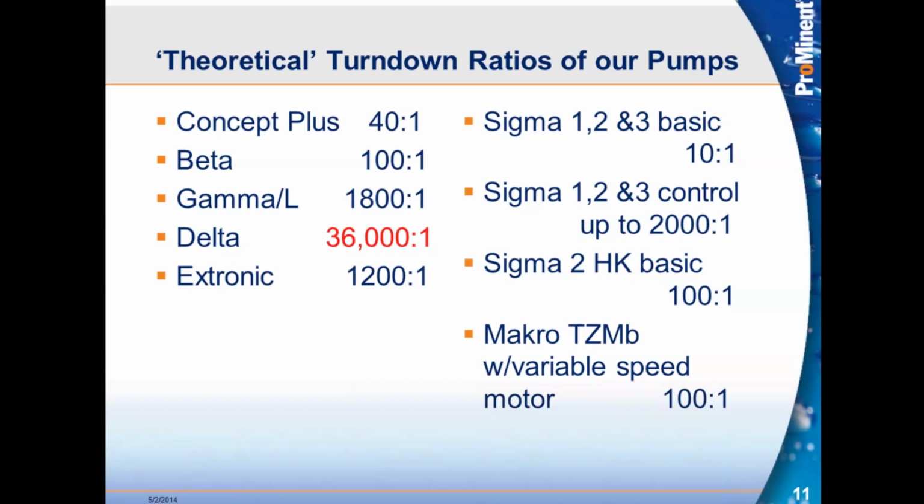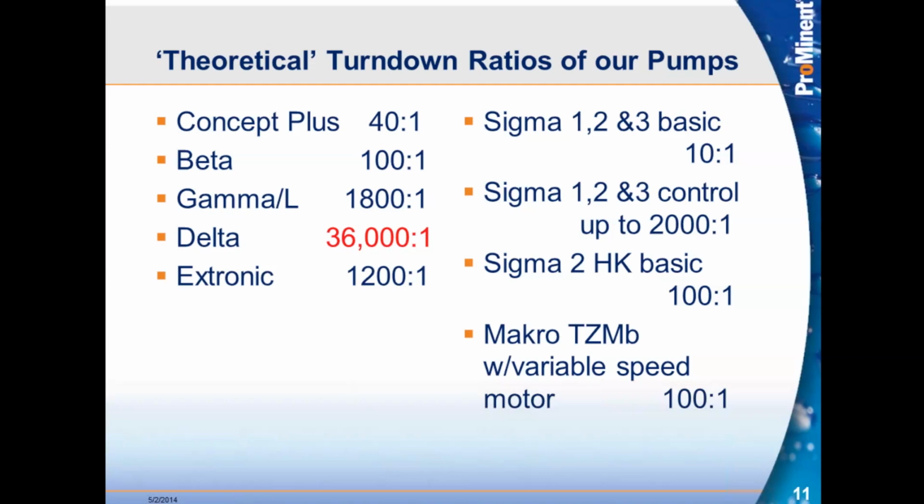See that? Going back to the Delta pump, you'll see it's at 36,000 to 1. That's a very high turn down. That's astronomical turn down. We can achieve that because, remember, the Delta pump will allow you to turn down the frequency to 1 stroke per hour. Not 1 stroke per minute, but 1 stroke per hour.